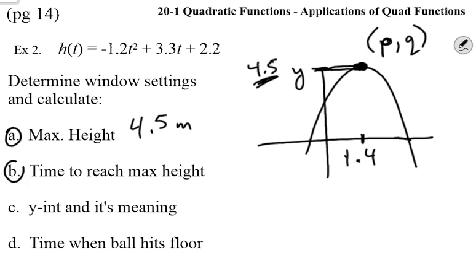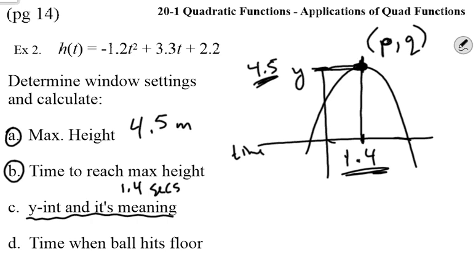Second question, what's the time to reach the maximum height? Well, remember, time is our x-axis, so the maximum height occurs here at, there you go, 1.4 seconds. So our vertex tells us a couple of key pieces of information. Next, we were to ask, what's the y-intercept and its meaning?